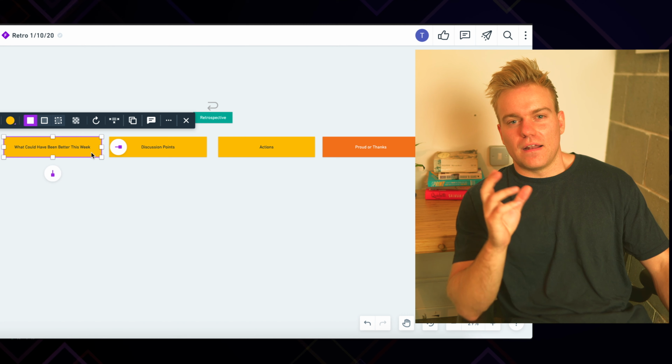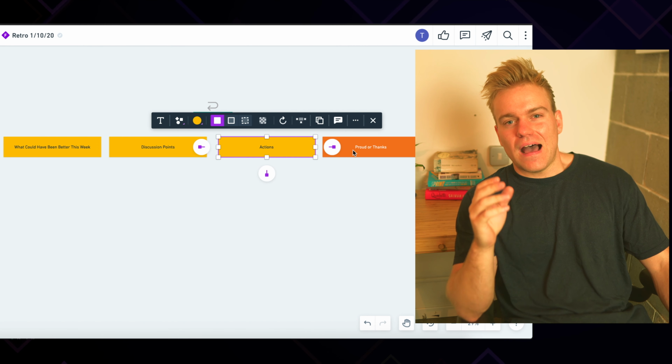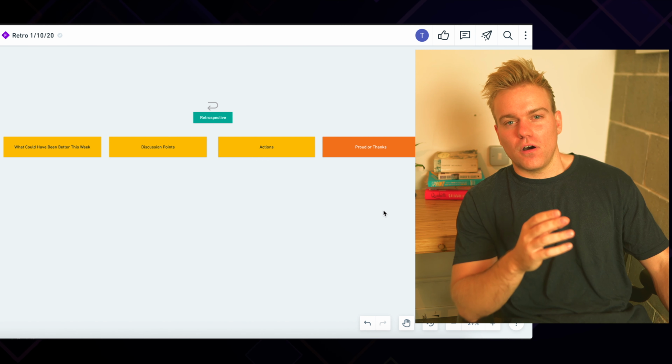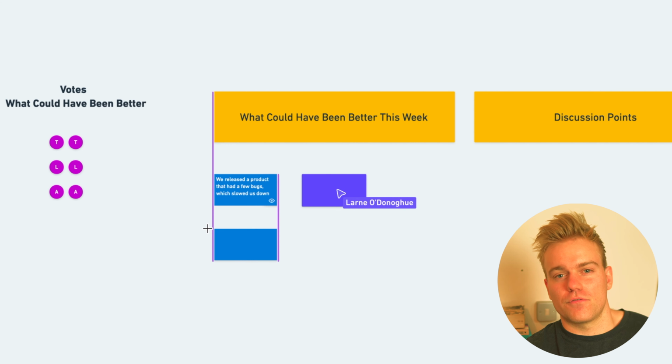So this is the template, and as you can see, it's pretty structured, where you've got 3 or 4 main talking points. And the first way that I always like to start a retrospective is things that could have gone better in the week or 2 weeks that have just gone.